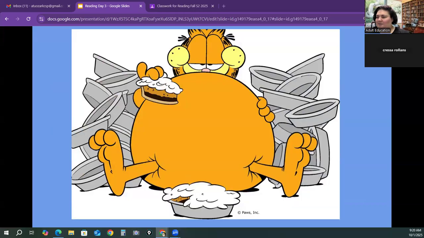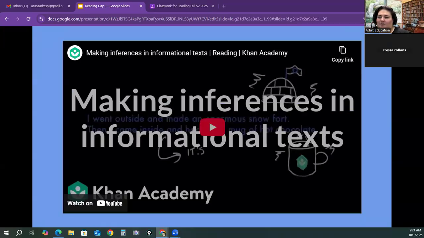Anybody know who this is? This is Garfield, and I'm going to infer that he just ate a whole bunch of pie and that he's really full. What makes me think this is he's got a bunch of empty pie plates. He's got a piece of pie in his hand. He's got a pie in front of him. And he's got this big old belly. And he's got this sleepy, satisfied look in his eyes. So I'm just making inferences based on what I can see and my background knowledge.